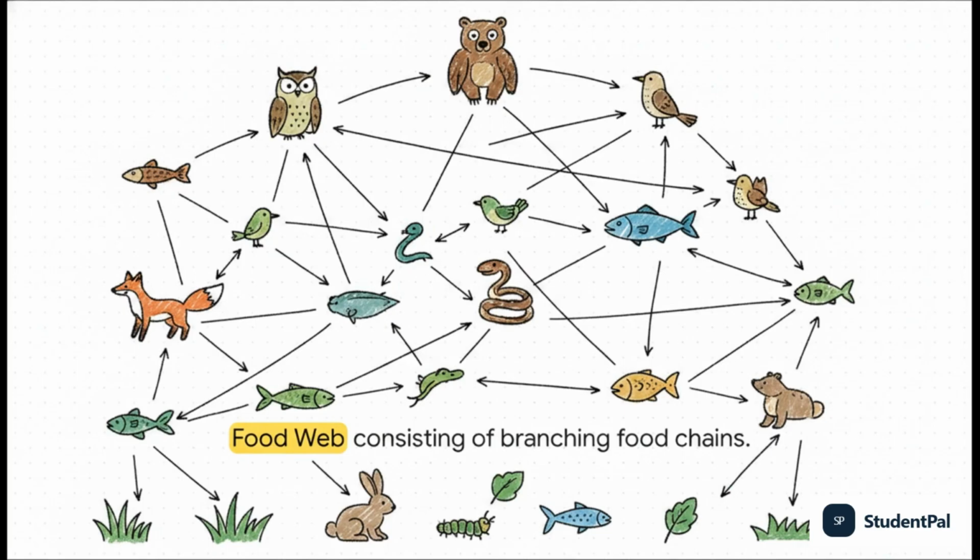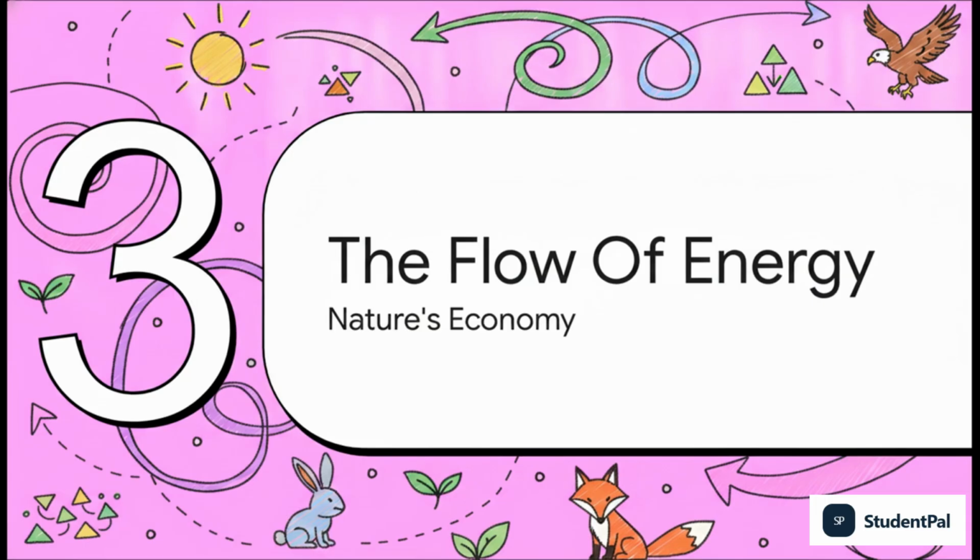But here's the thing. Nature rarely follows a straight, perfectly simple line. Usually, a single organism is on the menu for 2 or more other kinds of organisms, which in turn are eaten by several others. So instead of just a straight-line food chain, organisms interact in this incredibly complex, branching, and honestly beautiful network that we call a food web. It's like a giant puzzle where everything is interconnected. All right, Section 3, the flow of energy, nature's economy. Let's see how the currency of energy actually flows through that intricate biological web we just mapped out.